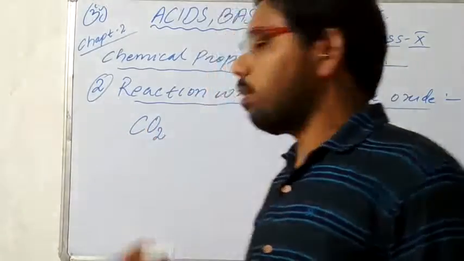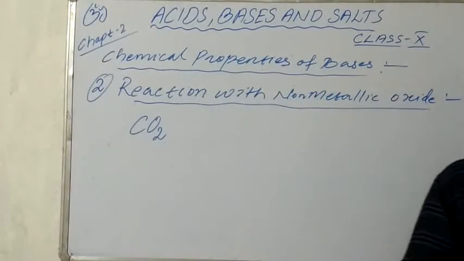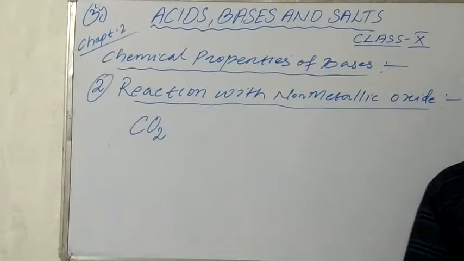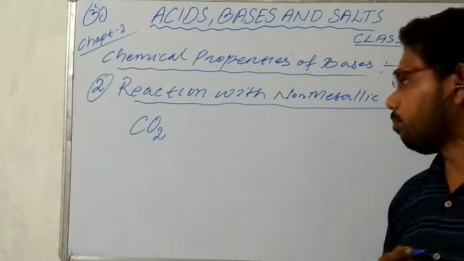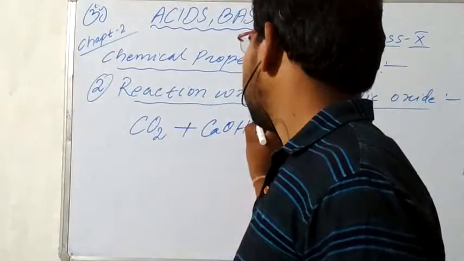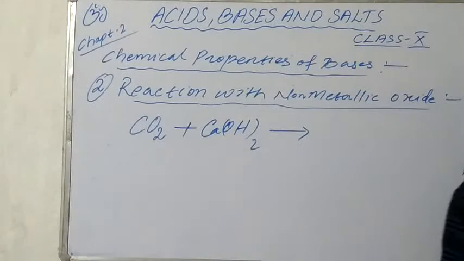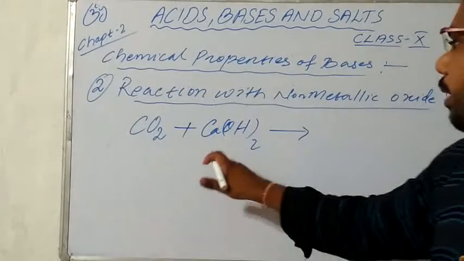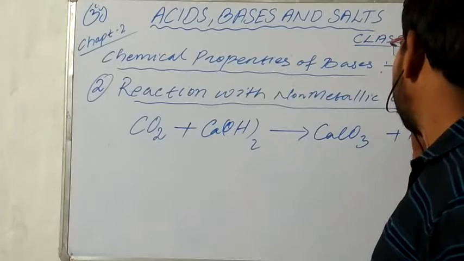Carbon dioxide is a non-metallic oxide, and carbon dioxide reacts with bases like calcium hydroxide or sodium hydroxide. We take the example of calcium hydroxide, Ca(OH)2. Salt and water are formed. Which salt is formed here? Calcium carbonate, CaCO3, plus H2O.